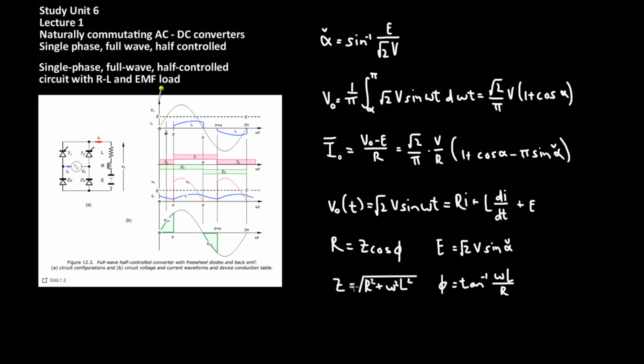and Z is the collective impedance of both the resistive and the inductive elements, so that's the square root of R squared plus omega squared L squared, and phi is given as arctan of omega L over R. There are two sets of solutions for this equation, one where omega t is less than pi but larger than alpha, and one where omega t is larger than pi but less than pi plus alpha.